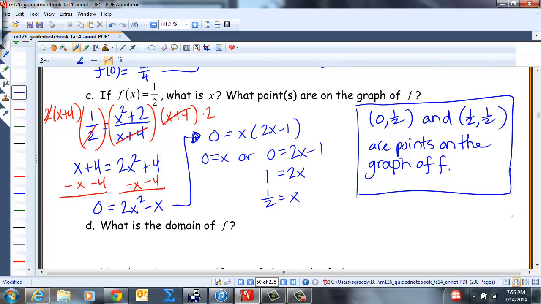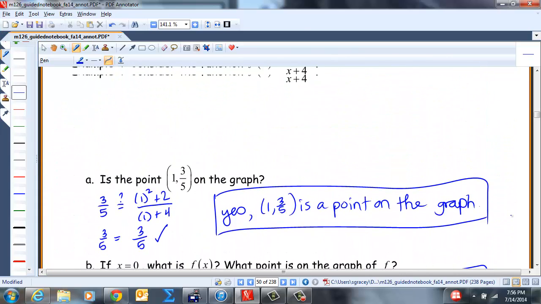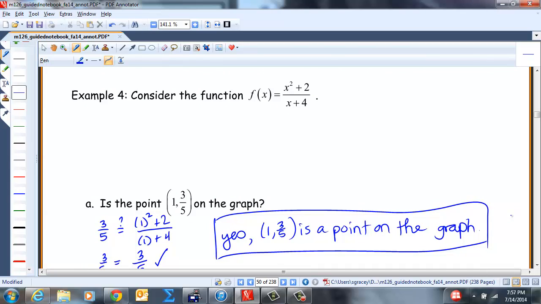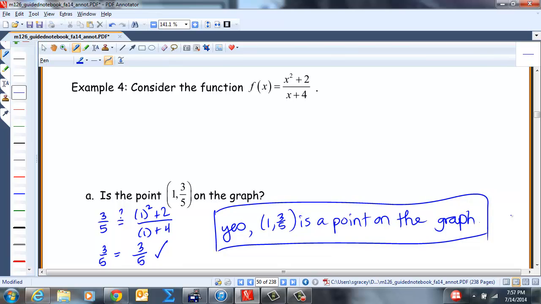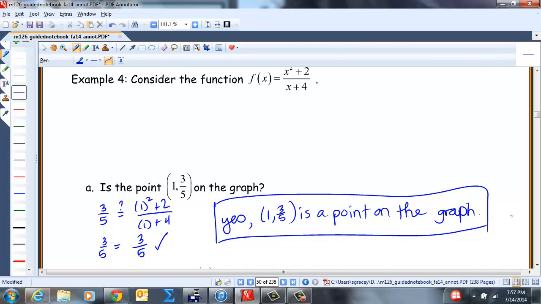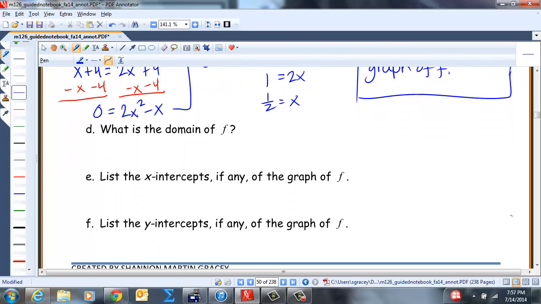Okay, so what is the domain of f? Let's look back at the original graph. You start by thinking all real numbers, but this is a rational function, so what do we have to exclude? Good, any x values which will zero out the denominator. So x plus 4 cannot equal 0, which gives us that x cannot equal -4. So the domain, in set builder notation, is x such that x is not equal to -4.